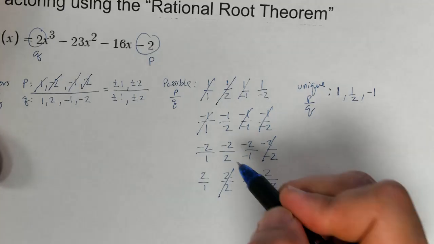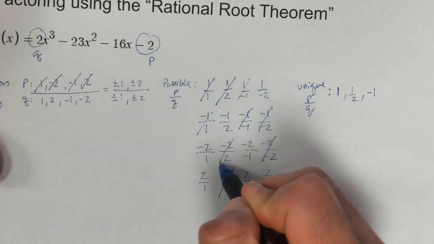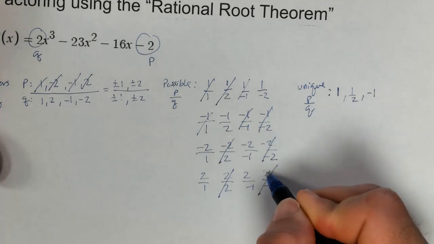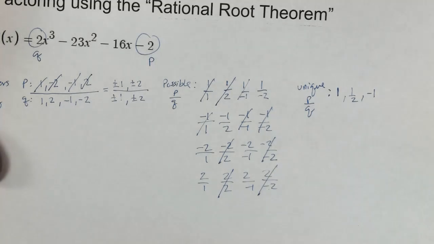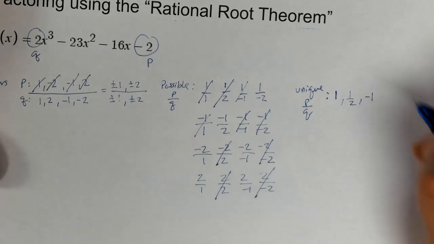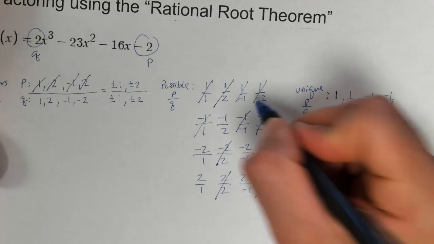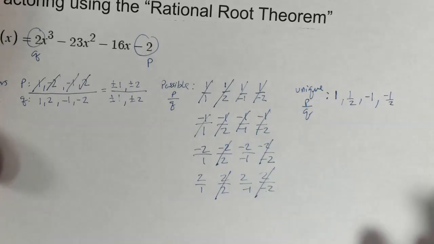I can divide the 2, as long as one of them is a negative, I'll get a -1. And the denominator could be a negative. 2 divided by -2 is also -1. And I can also get -1/2 as a possibility when the bottom is a negative or the top is a negative.